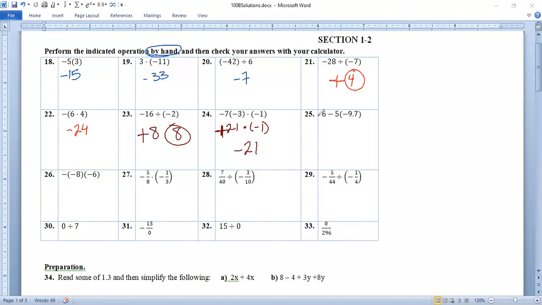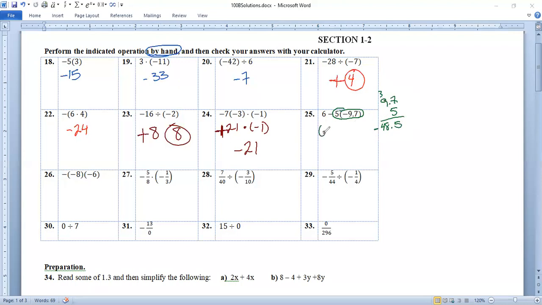All right, number 25. A little bit different here. It says 6 minus 5 times negative 9.7. So let's do this multiplication first. 5 times 9.7. 5 times 7 is 35, 5 times 9 is 45, plus 3 is 48.5. And that is a negative, because that was a negative 9.7.